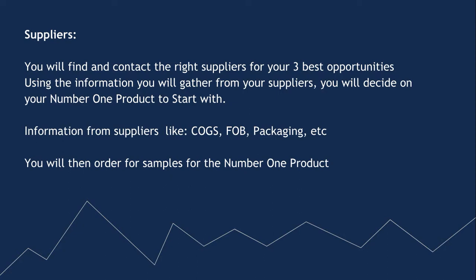Of course, I'm going to show you, there's material already for this, for your 3 best opportunities. Using the information you will gather from your suppliers, you will decide on your number 1 product to start with. So have this in mind, guys. You're going to find your top 3 opportunities, right? And then you're going now to contact different suppliers with these 3 opportunities, and then you're going to evaluate which supplier has a cheaper deal, which supplier has a better deal, and which supplier will make you make more money. All right. So that is what is going to happen, guys.